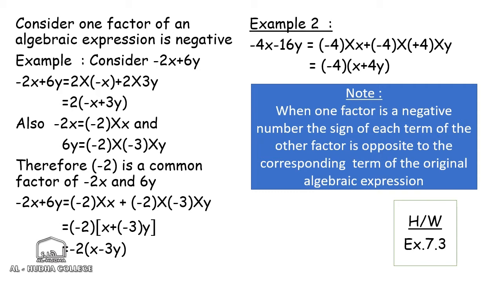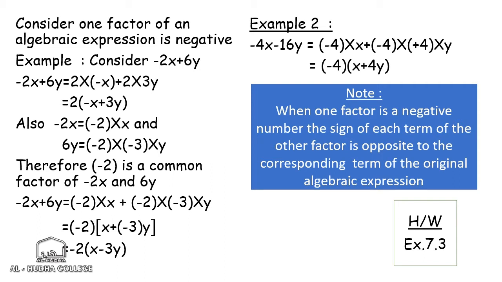Now if you look at these two, minus 2 is a common factor for both minus 2x and plus 6y. So therefore minus 2x plus 6y can be written as minus 2 into x plus minus 2 into minus 3 into y, what we have written above.